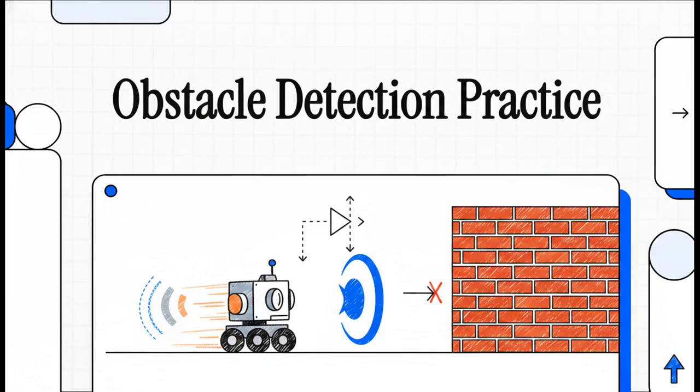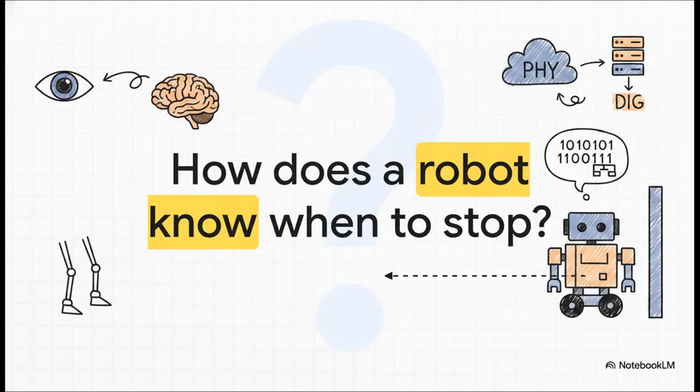Today, we're exploring the core mission of sensing and programming logic. We're going to transform our robot from a mindless driving machine into a smart device capable of detecting obstacles and stopping itself way before disaster strikes. Okay, let's dive into this essential question. How does a robot know when to stop?